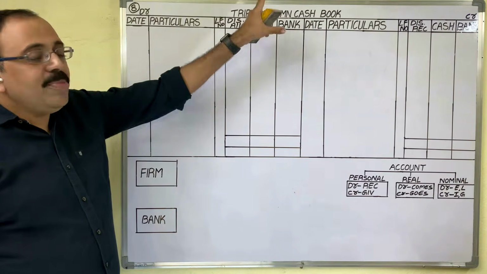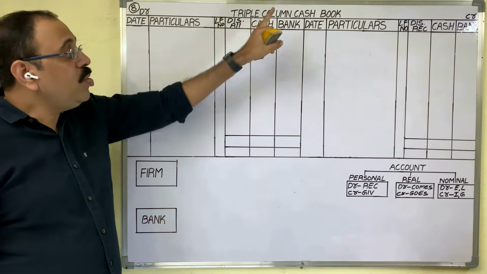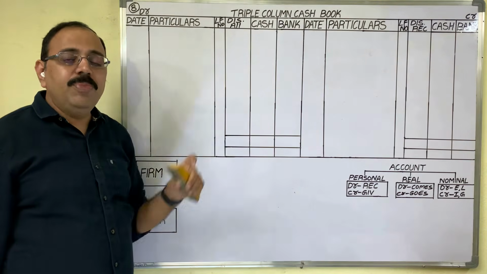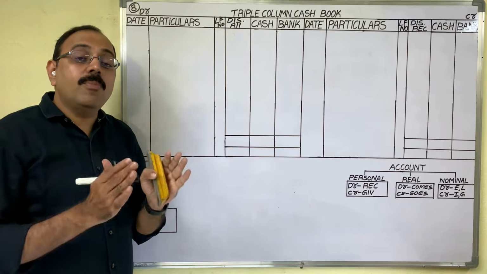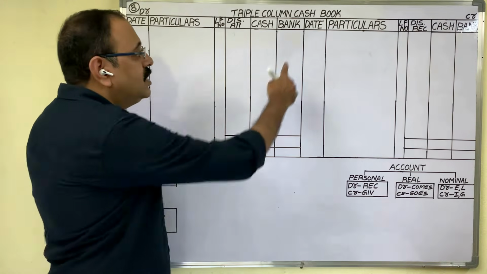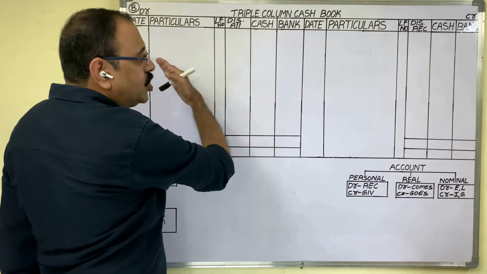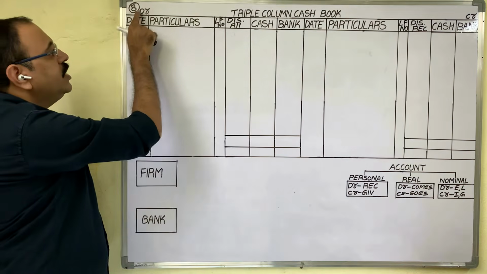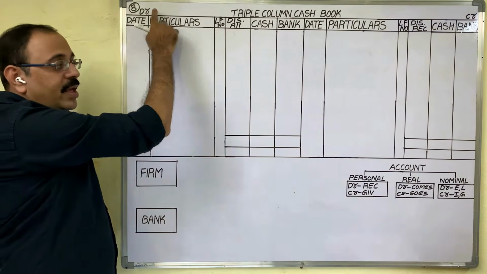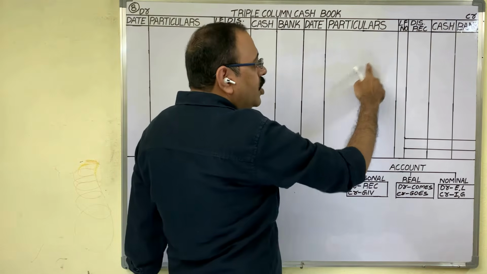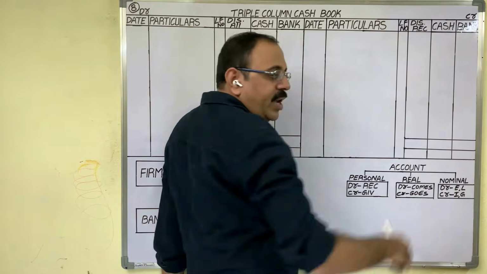This is the triple column cash book table. Even though we call it a cash book, we prepare it in the form of an account. This is a center line. The left side is called the debit side, and to indicate that we write DR. The right side is called the credit side, and to indicate that we write CR.